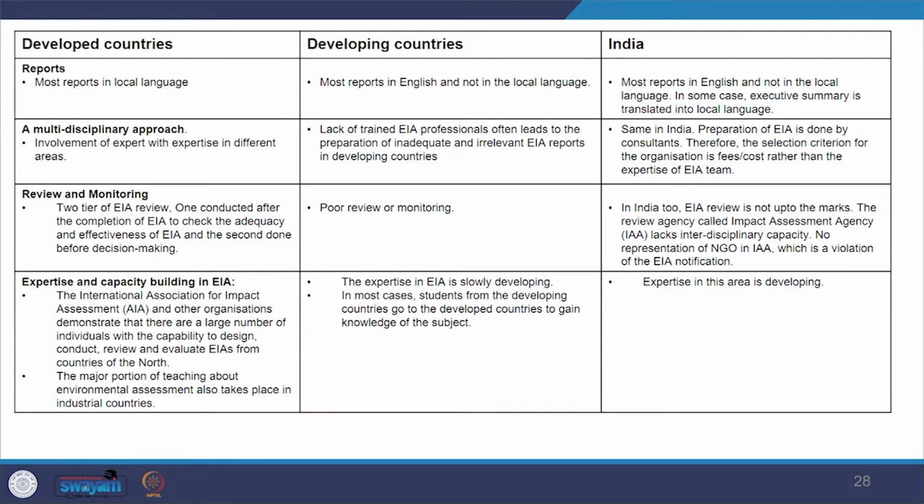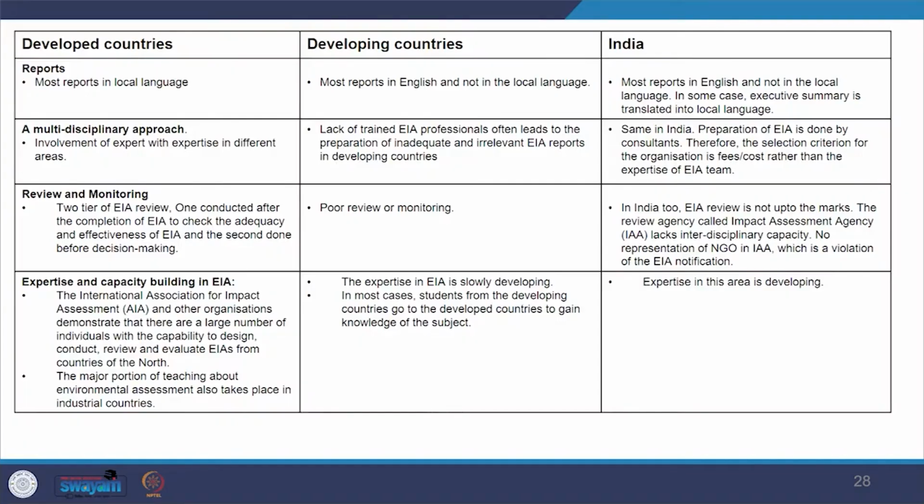Looking at another component of EIA, we look at the report, the quality of the report and the content of the report. What is suggested by this review is that most reports are in the local language in the developed countries, whereas in the developing countries, most reports are in English and not in the local language. So you think about how much it is really able to reach the people. In India as well, most reports are in English and not really in the local language, but we see that the executive summary is now translated into local languages.